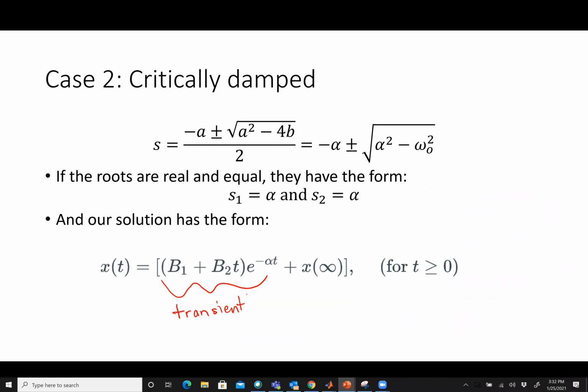Now, if I have two roots that are real and equal, what has to be true about alpha and omega naught there? They're equal. Alpha equals omega naught. Now, I don't talk about this case a whole lot because it's stupid.